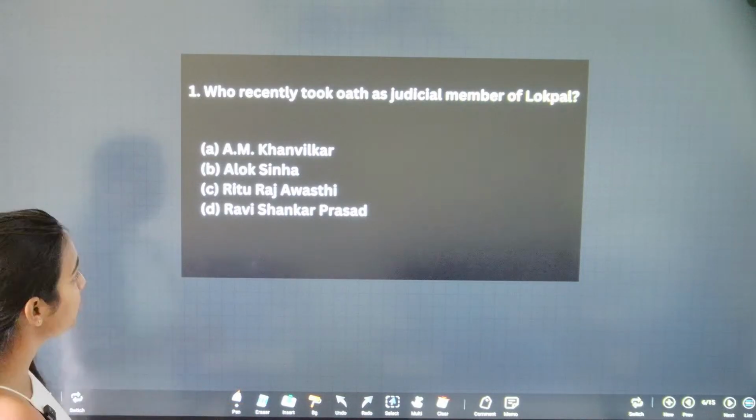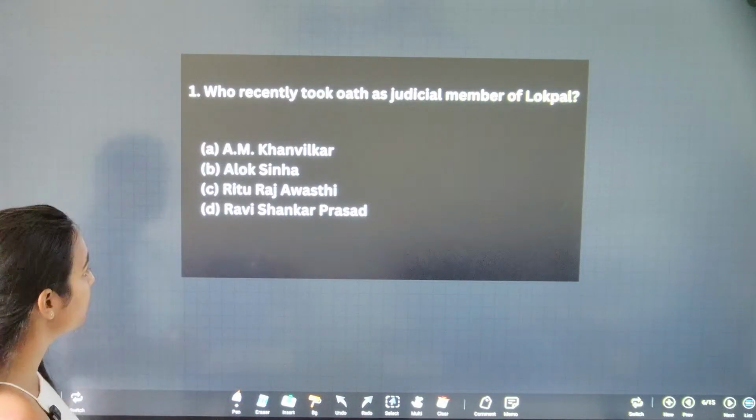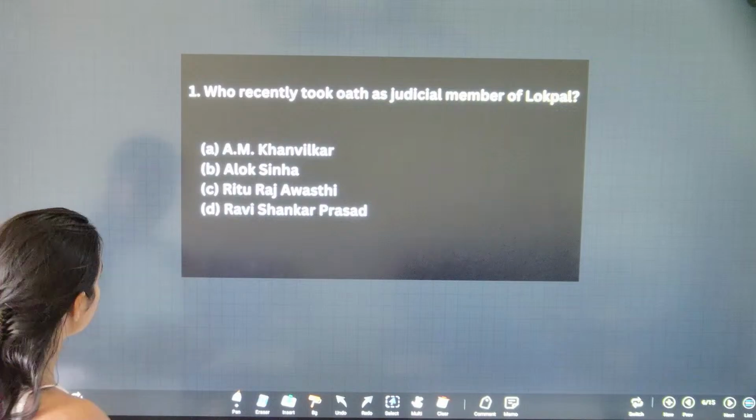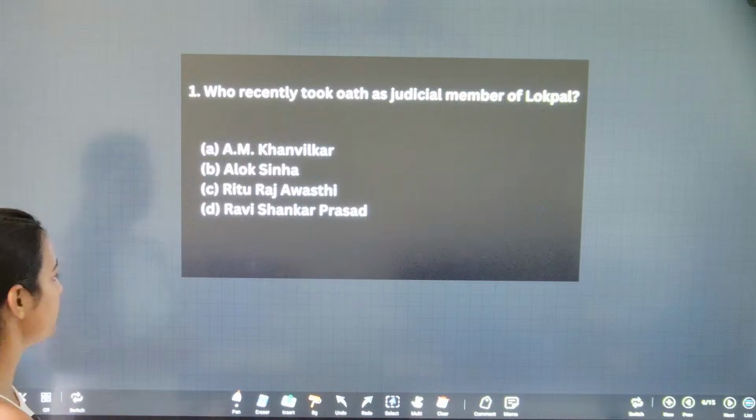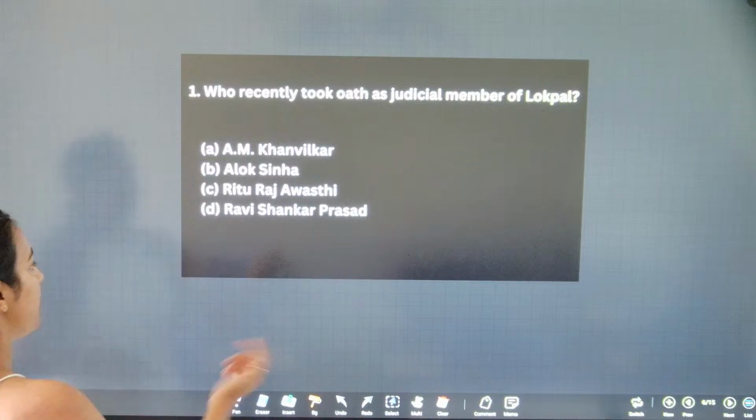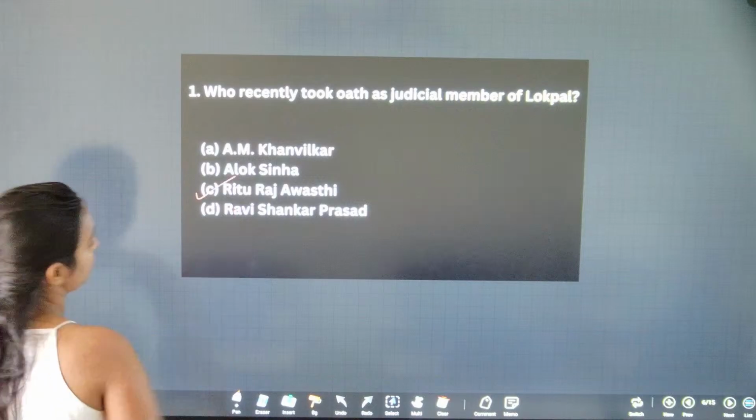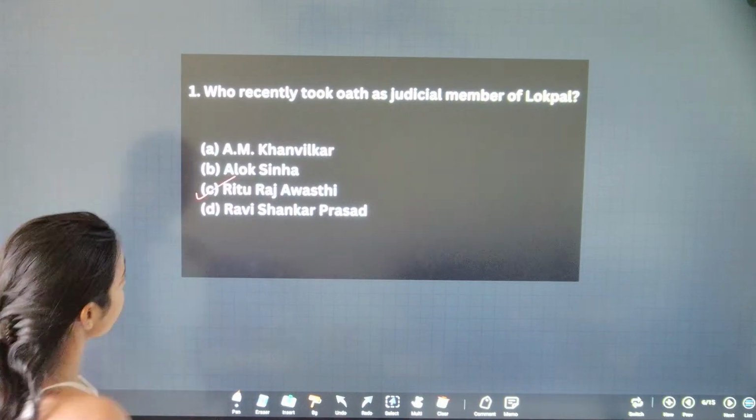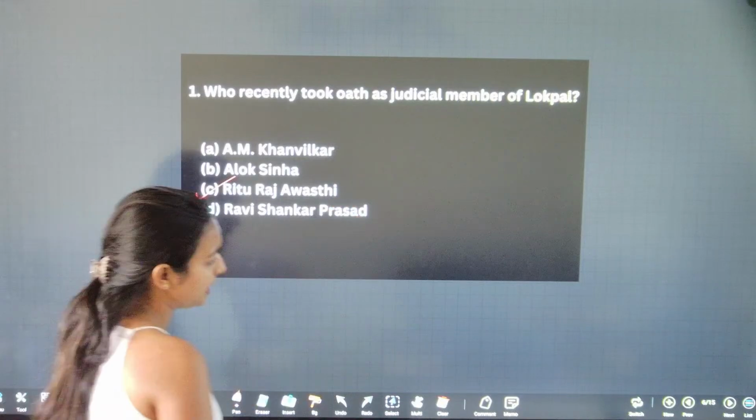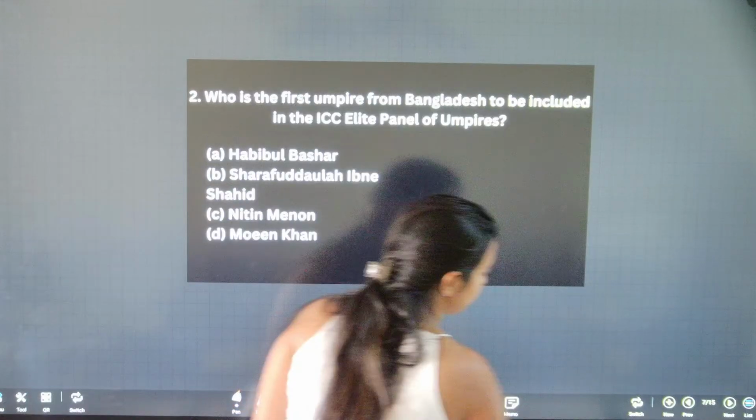Who recently took the oath as judicial member at Lokpal? There are 4 options. It's A.M. Khanwilkar, Alok Sinha, Rituraj Awasthi and Ravi Shankar Prasad. So the answer for this is C, which is Rituraj Awasthi, who took the oath as judicial member at Lokpal. Okay. Let's come to the next question.